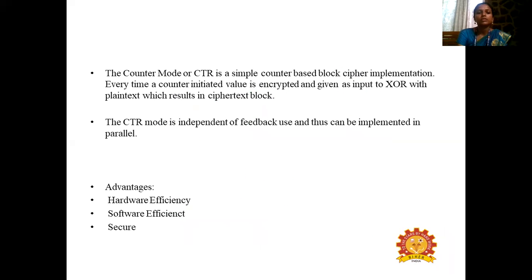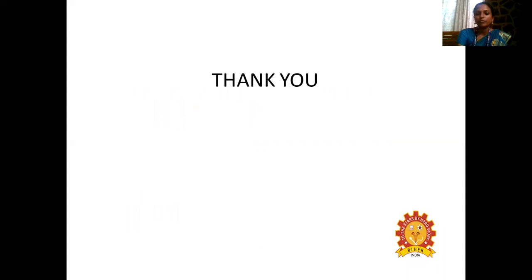Then here we have seen the advantages: hardware efficiency, software efficiency, and security. That's all about the modes of operation.